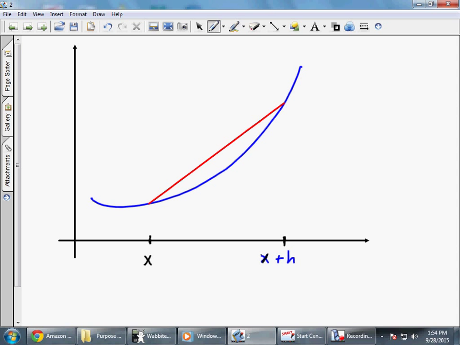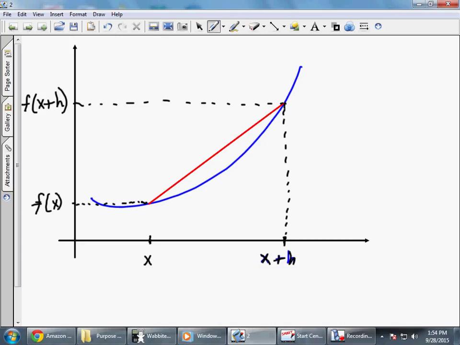We can call this X plus H and this X. So if this right here is X, what is this up here? F of X or F of C, whatever you used. Okay? And if this is X plus H, this is F of X plus H. And that should start to look familiar because we've been dealing with it in the warm-up.